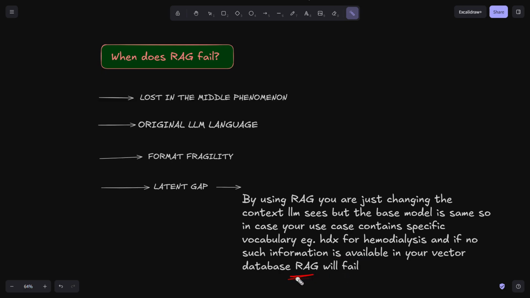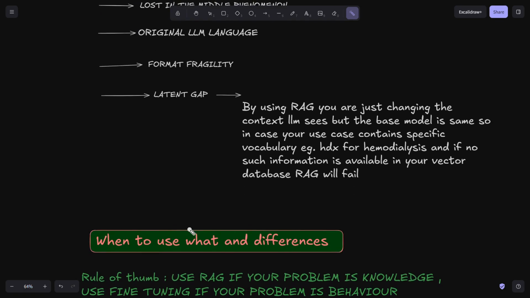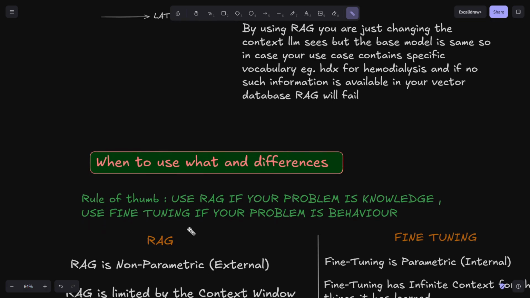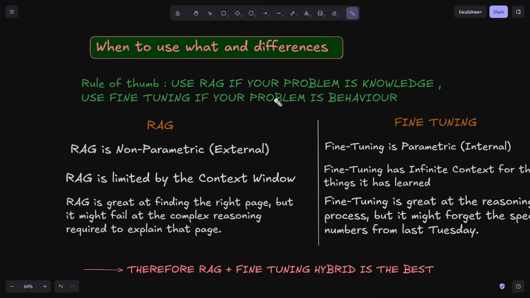So, the question is when to use and what are the differences between RAG and fine tuning. The rule of thumb is pretty straightforward. If you think knowledge is the issue, use RAG. Whereas if behavior is the problem, then use fine tuning. Let's walk through some differences between them. RAG is non-parametric, or external. Basically, we train it from external data. Whereas fine tuning is parametric, or internal to the model.